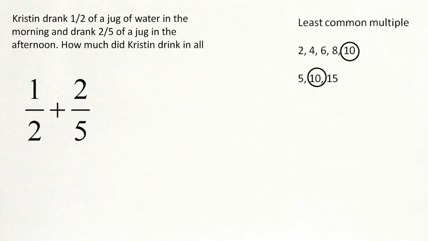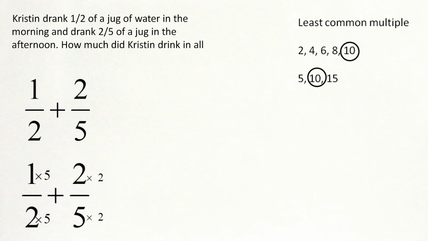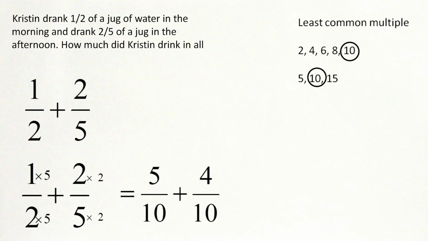Now you can see that 10 is a common multiple, so we'll use that as the denominator. So for our first fraction, 1/2, in order to get a denominator of 10, we need to multiply 2 by 5. But you need to remember that anytime we multiply the denominator by a value, we also need to multiply the numerator by that same value. So 2 times 5 equals 10, and 1 times 5 equals 5. On the second fraction, 2/5, we need to multiply by 2. So 5 times 2 equals 10, and 2 times 2 equals 4.